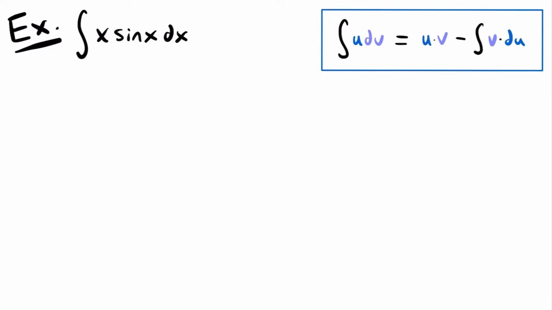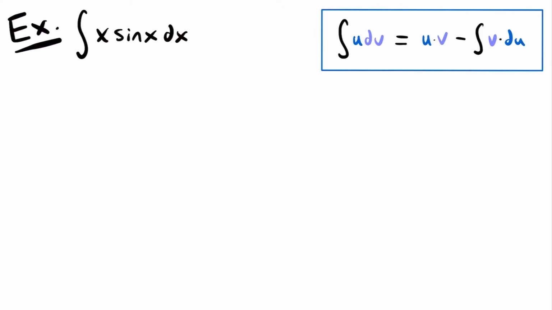And so let's start with u. We want u to be a function that when you take its derivative, it gets simpler. And so in this case, we have x and sine x. If you take the derivative of x, x becomes 1, like we saw earlier. And if you take the derivative of sine x, it becomes cosine x.